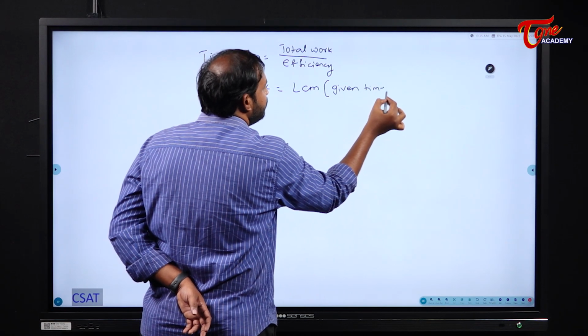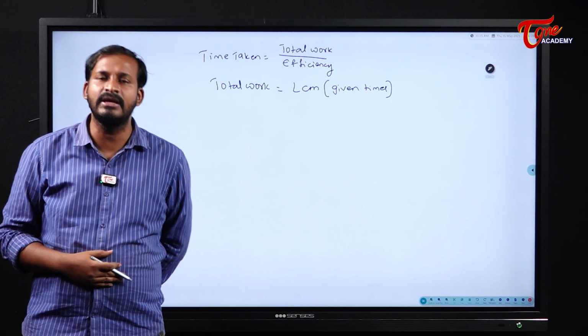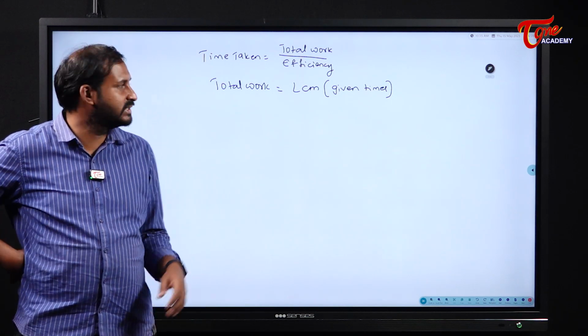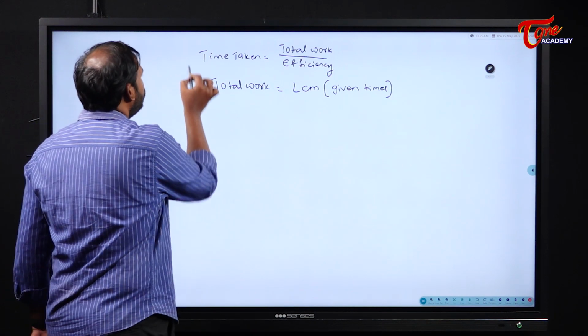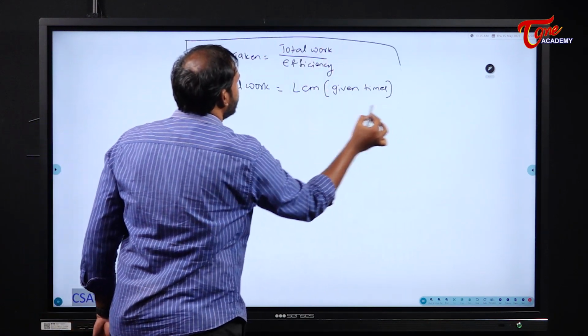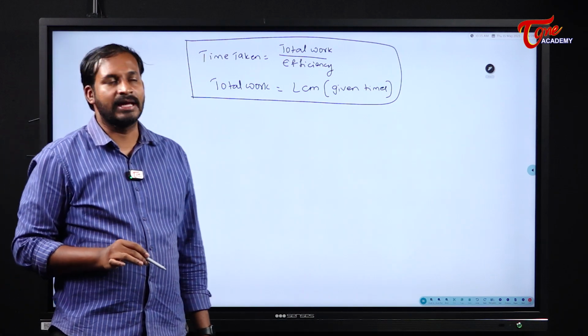Sometimes they will give us individual times, sometimes they will give us combined times, and all these things. Whatever it may be, we always solve the answer in this manner by taking this one as our basic thing. So, these are the two major things by which we are going to solve our entire time and work concept.